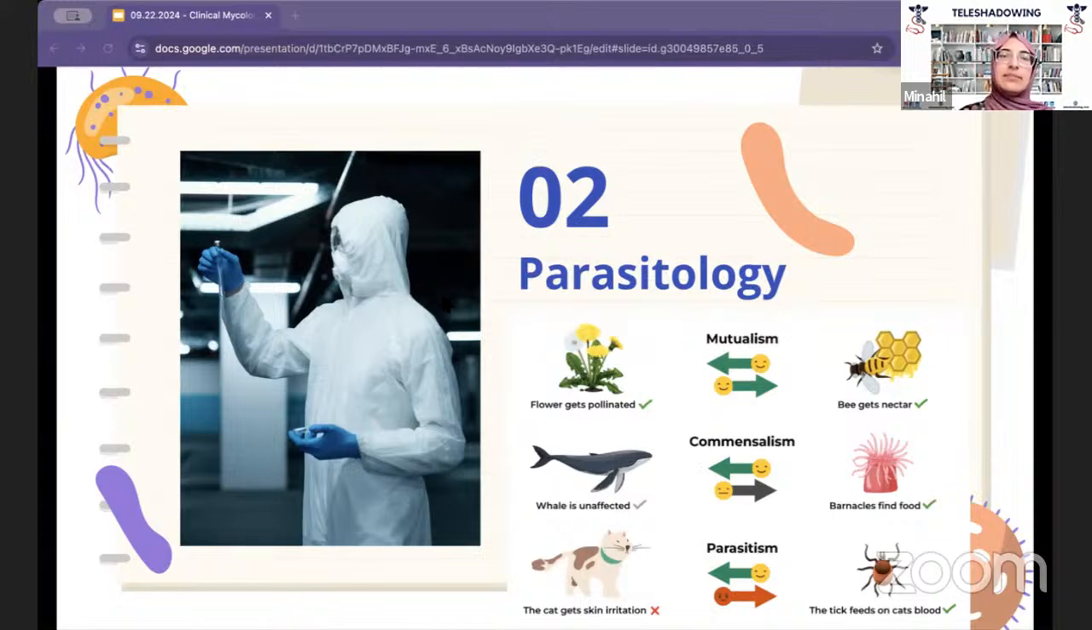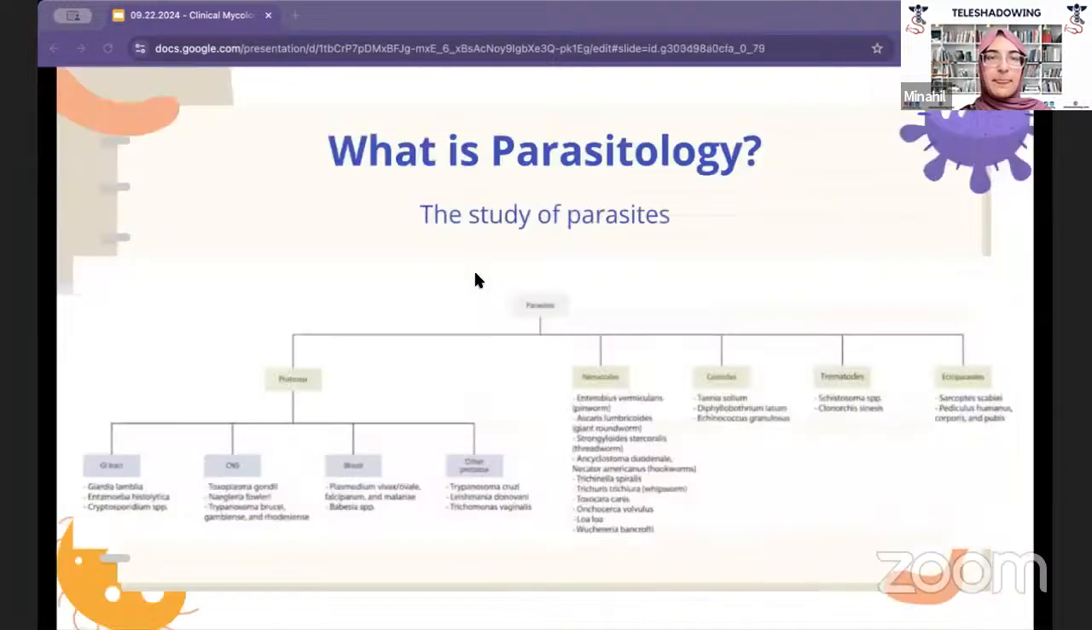So I hope that explains the three different relationships, but we're specifically going to focus on parasites, where the host would not benefit. The host would actually be harmed. Parasitology specifically is the study of parasites, or organisms that live on or inside a host organism, specifically us, because we're talking about human or clinical parasitology, and they benefit at the host's expense.